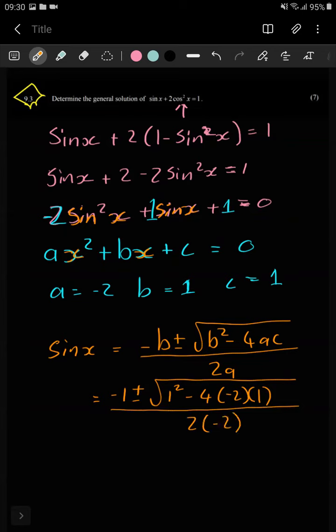And then all this we can put in the calculator. You see it?